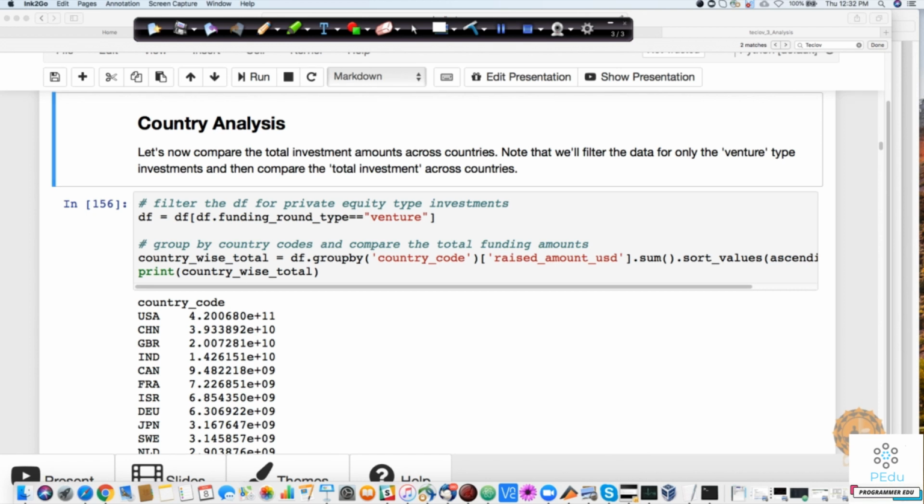Since we have decided that we will go only with venture, let's take out the data only for venture, because I would only try to analyze with respect to venture now, to see which country is having the maximum investment. That will make more sense for us. So we have done it. Then we have summed up all the funding which has happened for each country, and in sorted order we have returned you the result.